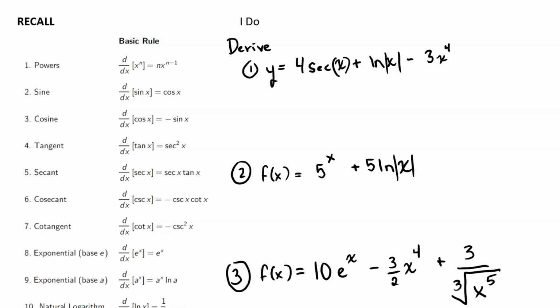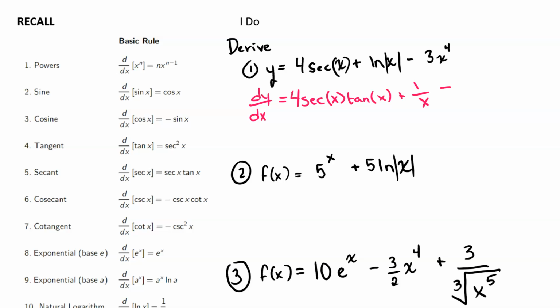All right, so for my derivative here, we've got 4, which is a constant, so that guy's going to hang out, and then secant x. Our derivative of secant x is secant times tangent, so I've got 4 secant x tangent x. And then I just have plus 1 natural log x, so natural log x is 1 over x.